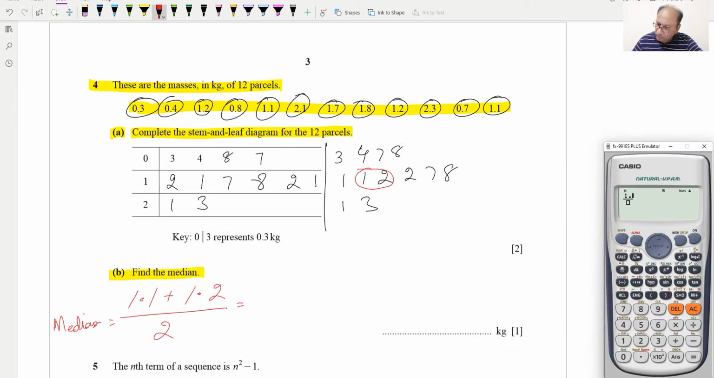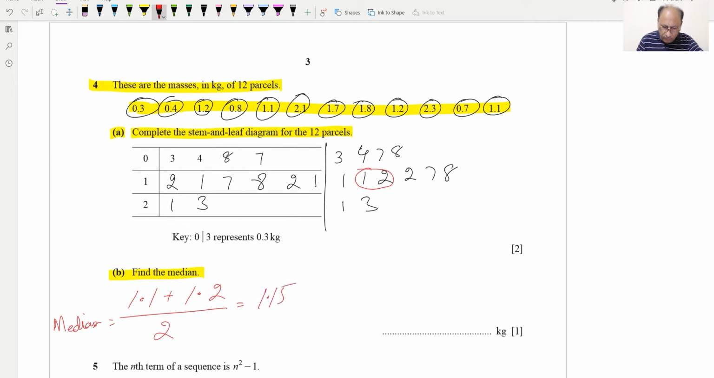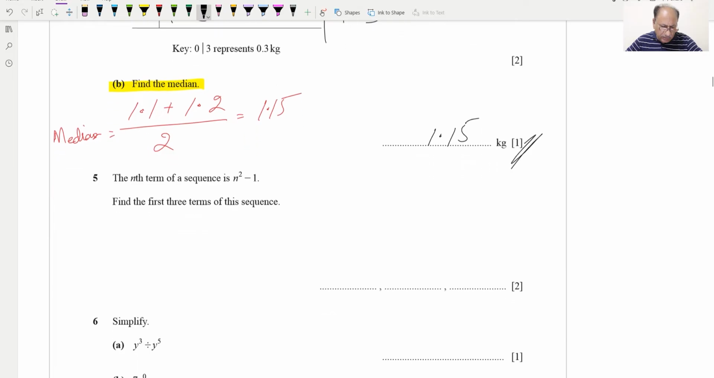We can solve 1.1 plus 1.2 and divide by 2, which will be equal to 1.15. So 1.15 will be our final answer, and this will be in kilograms, and one mark part is done. And then comes the nth term of a sequence.